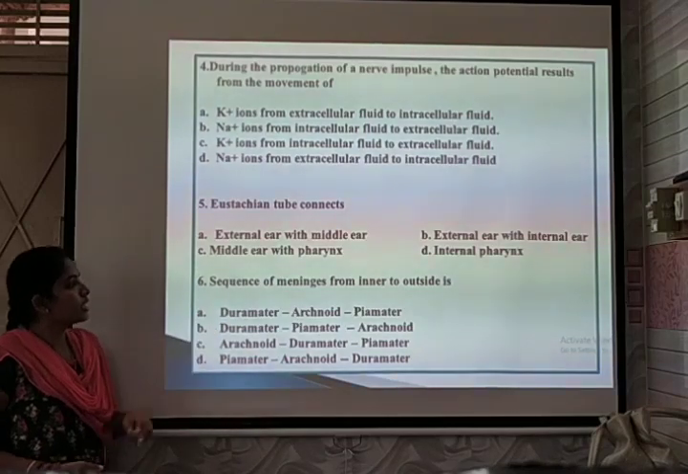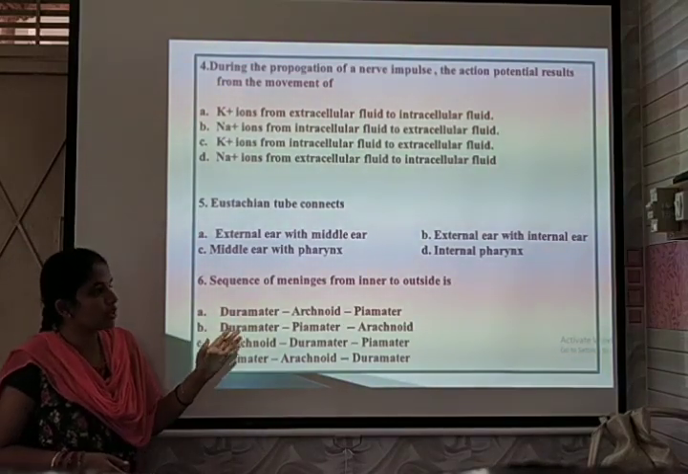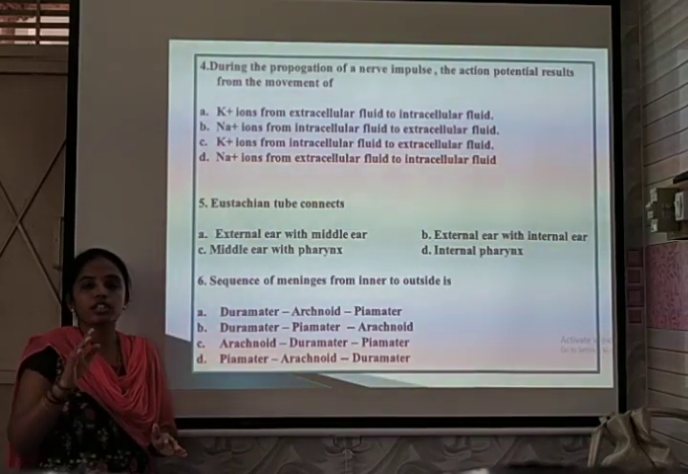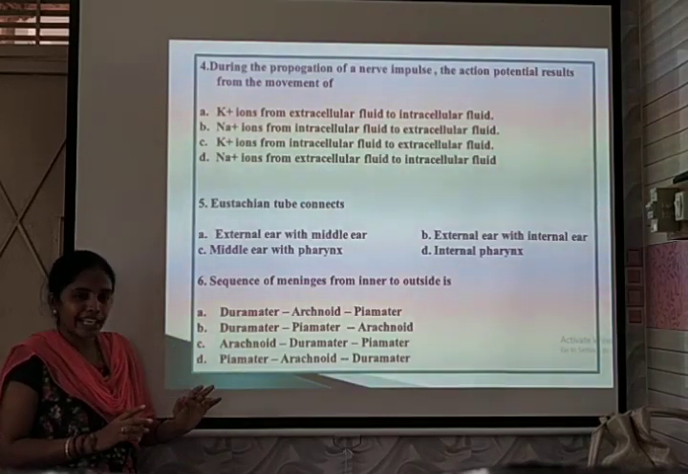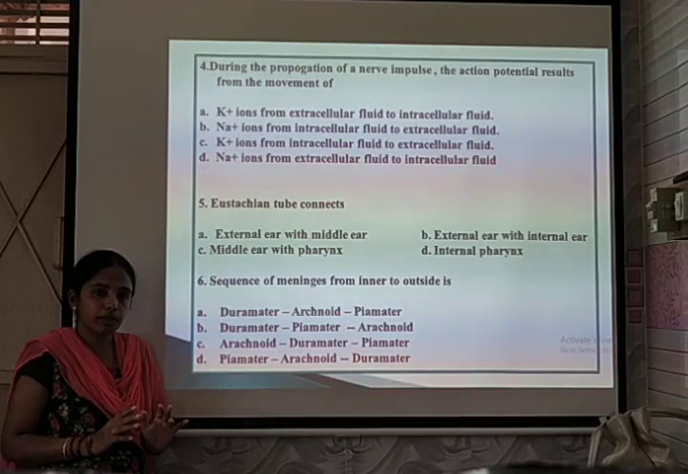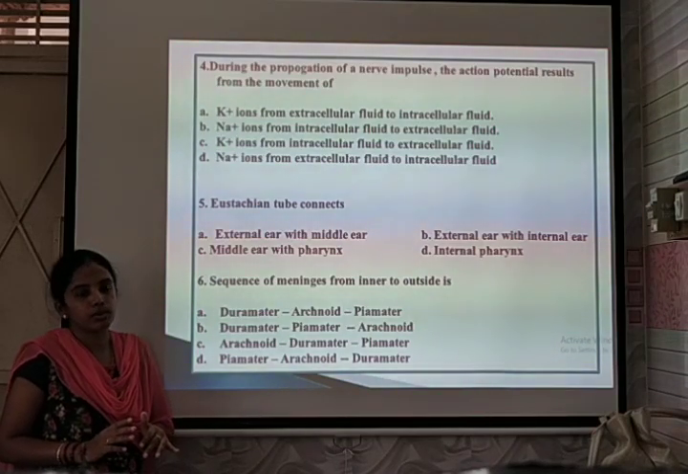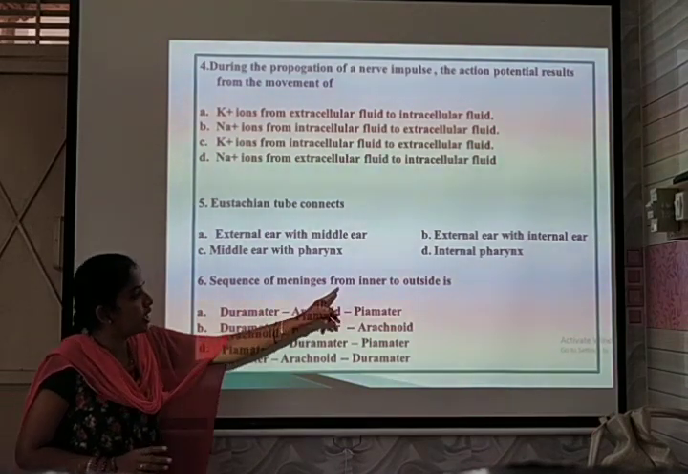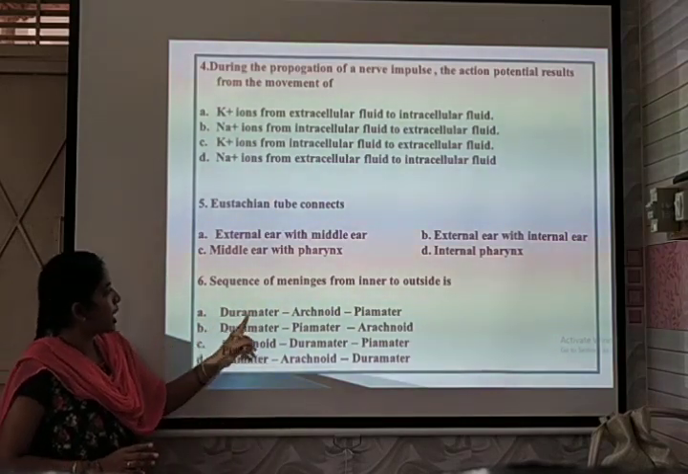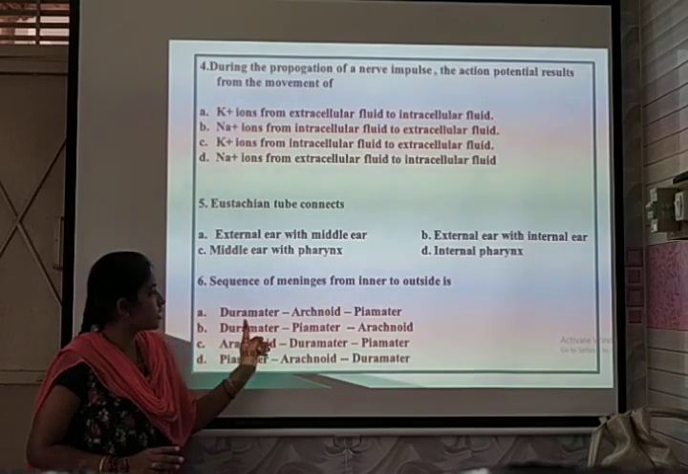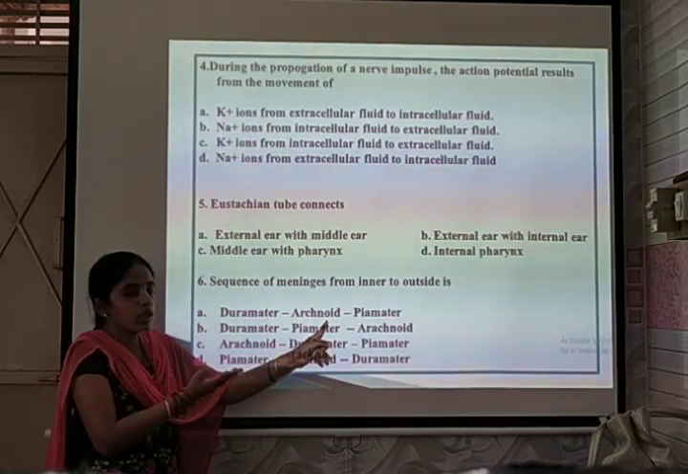So next one, the sequence of meninges from the inner to outer side. The meninges are externally covered by the dura mater, then the arachnoid, then the subarachnoid space, then the pia mater. Here the question asks for the layers from inner to outside. So dura mater, arachnoid, pia mater is a sequence from outer to inner.